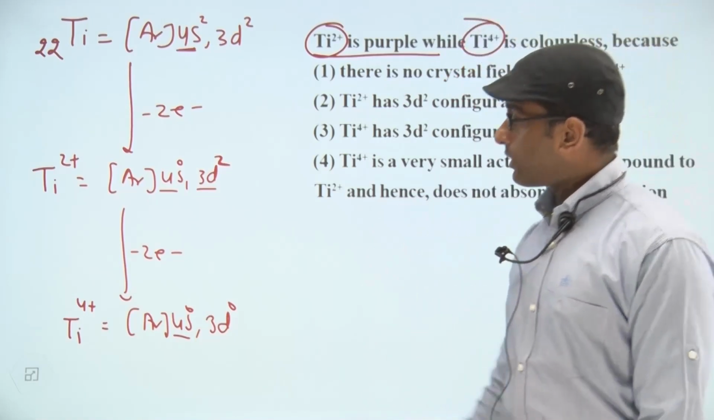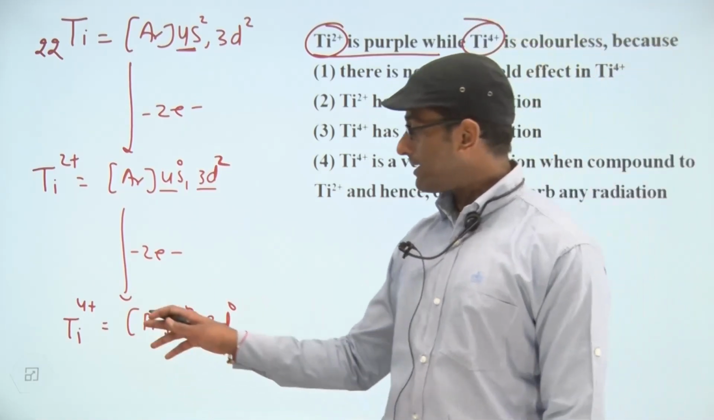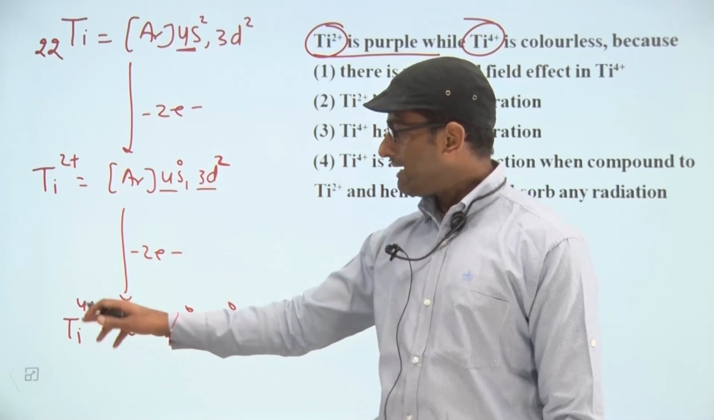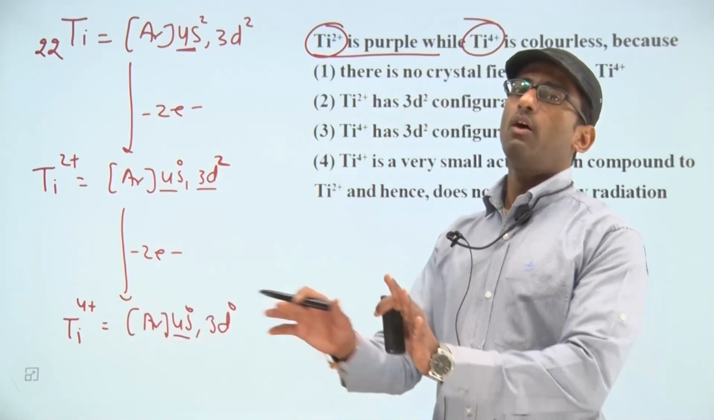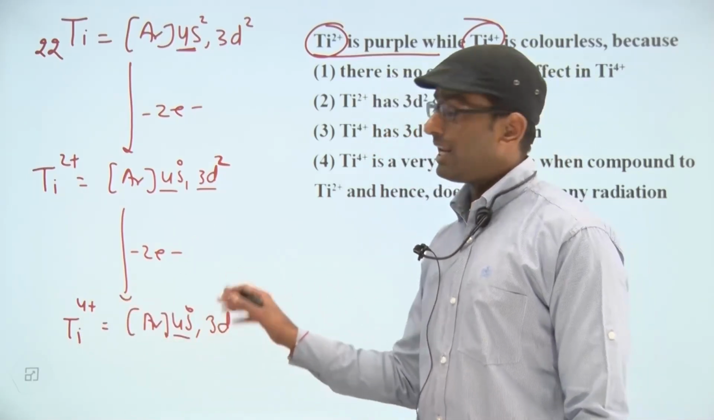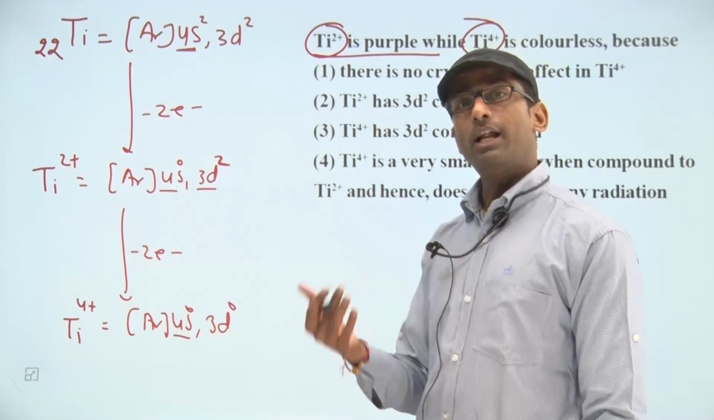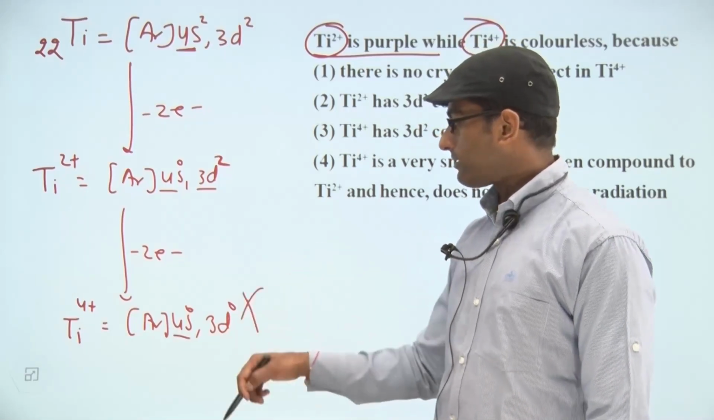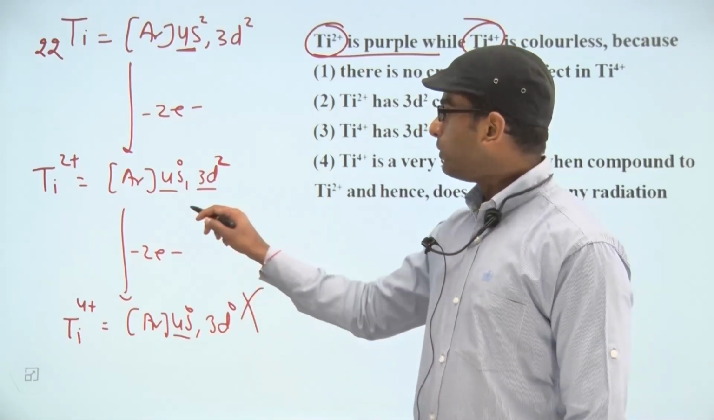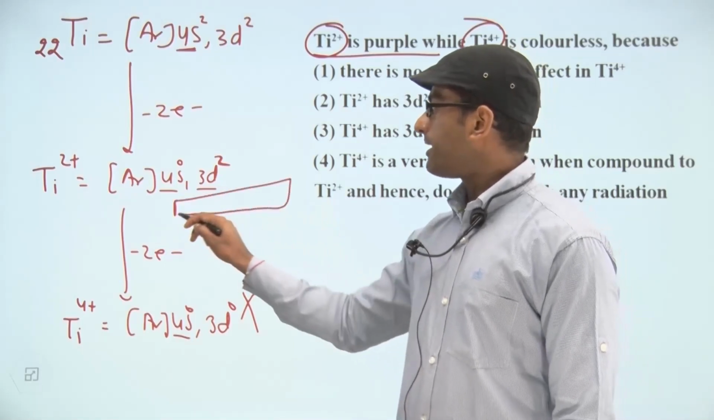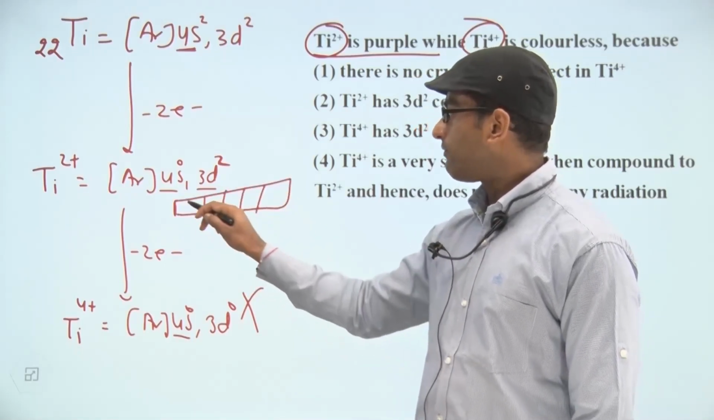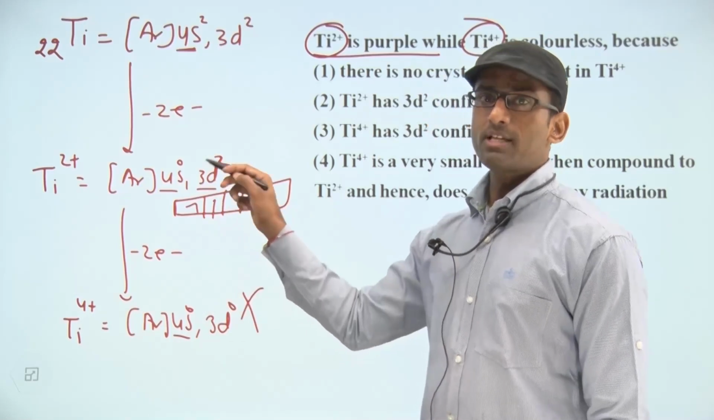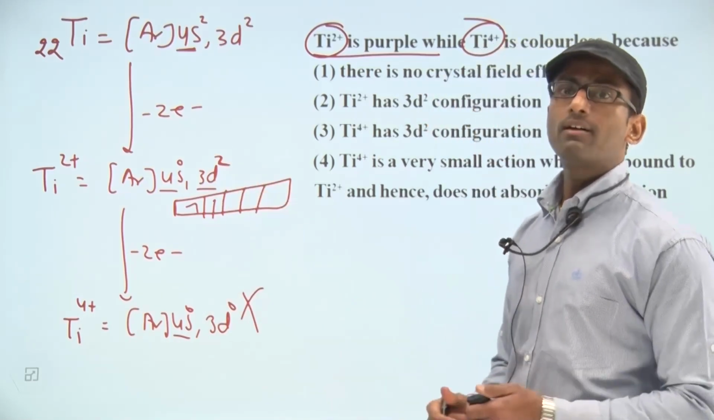And students, you can see that all electrons are paired. Ti+4 has the configuration of argon. It means all electrons are paired. If all electrons are paired, it will not show color. And here 2 electrons are unpaired, in the d orbitals, one and two. Due to the presence of unpaired electrons, this will show color.